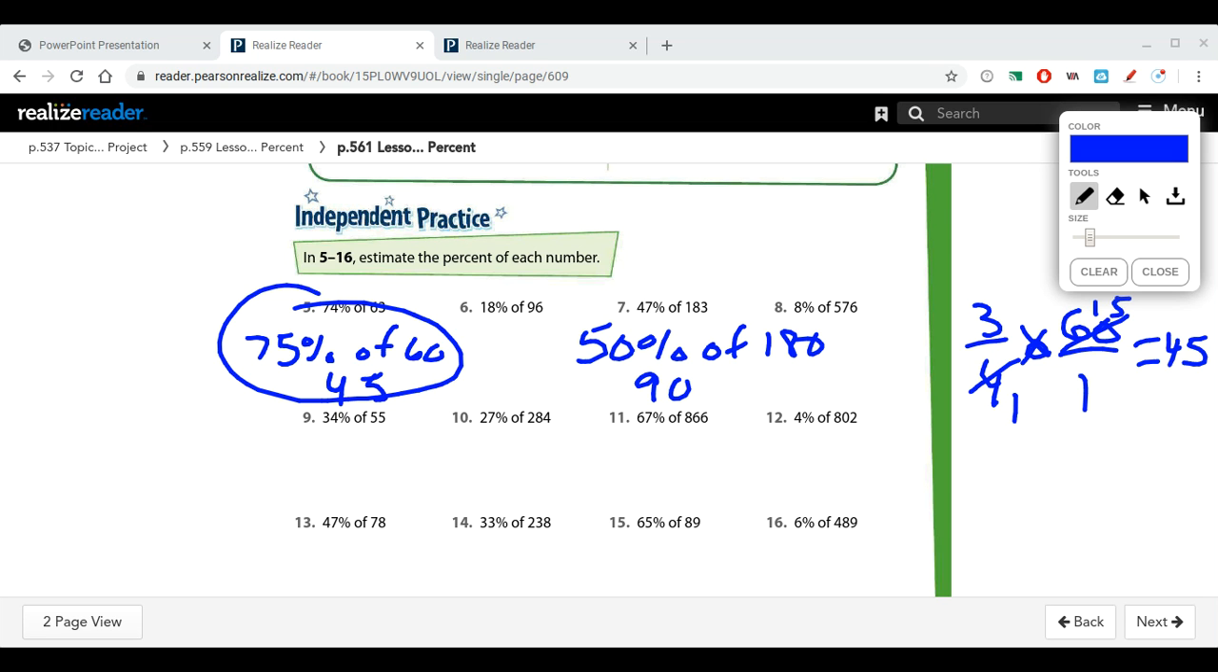Okay, if I take a look at number 9, 34% of 55, I'm going to do 30% of 60. And so I look at what is, it's not quite 1/3. And actually, I'm going to change that. I lied. I'm going to do 33%. And here's why I'm going to do 33%: because I know that 33% is 1/3, and I can very easily find what 1/3 of 60 is going to be. 1/3 of 60 is going to be 20. So I'd take 60 and divide it by 3.